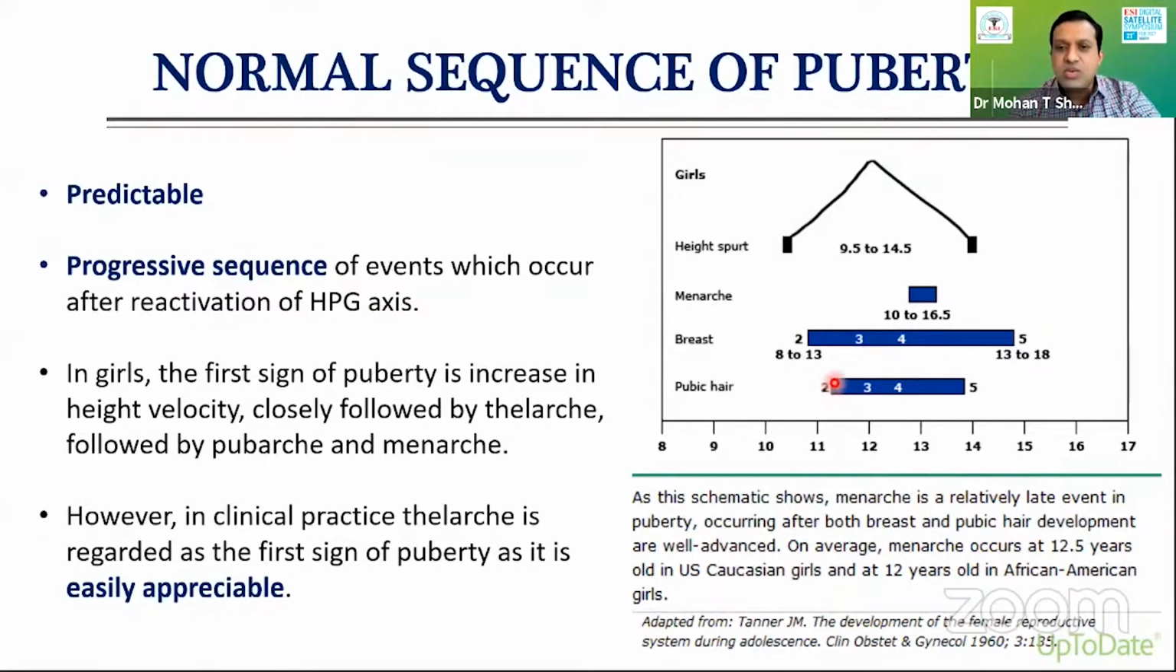So the height spurt is the one we usually miss, and the earliest sign which is actually recognized in clinical practice is thelarche. But of course, the literature says that we should watch for the height velocity also whenever you have health records.